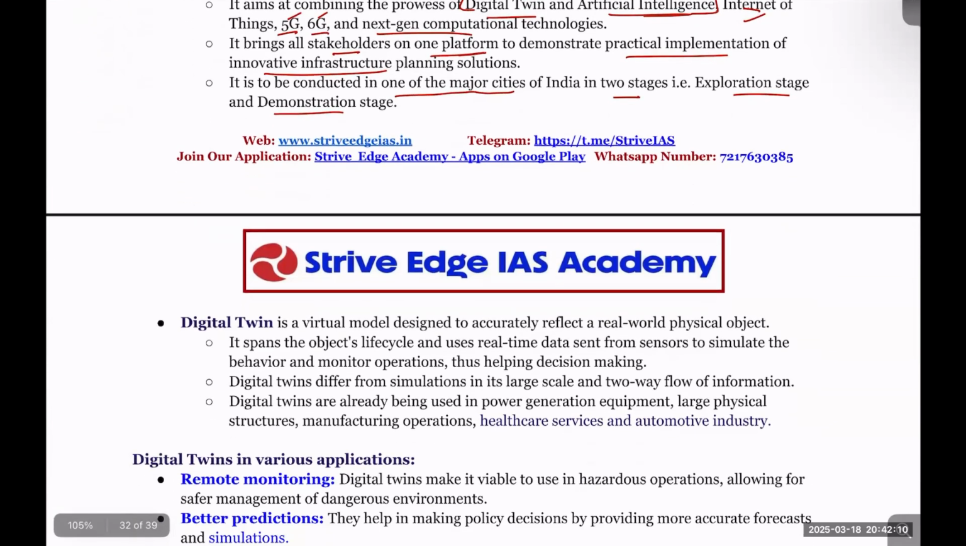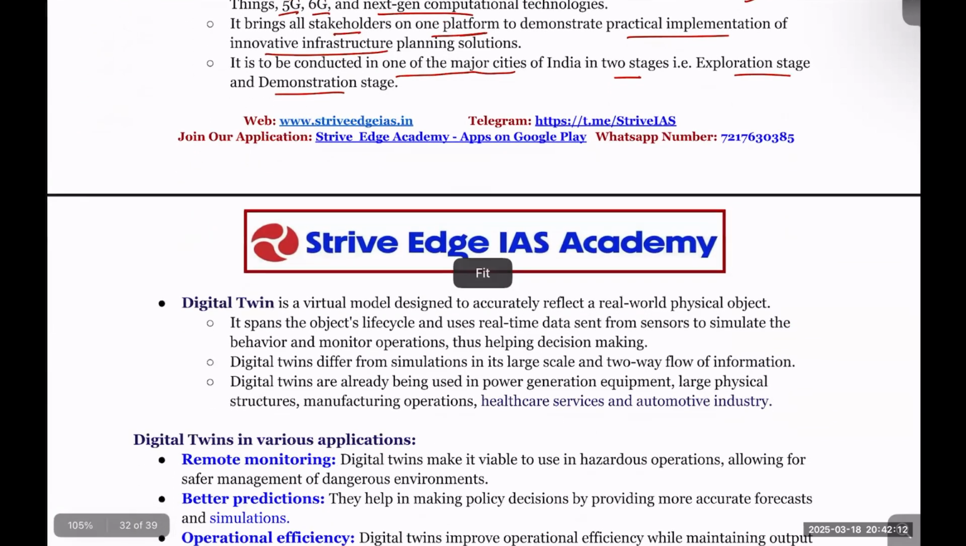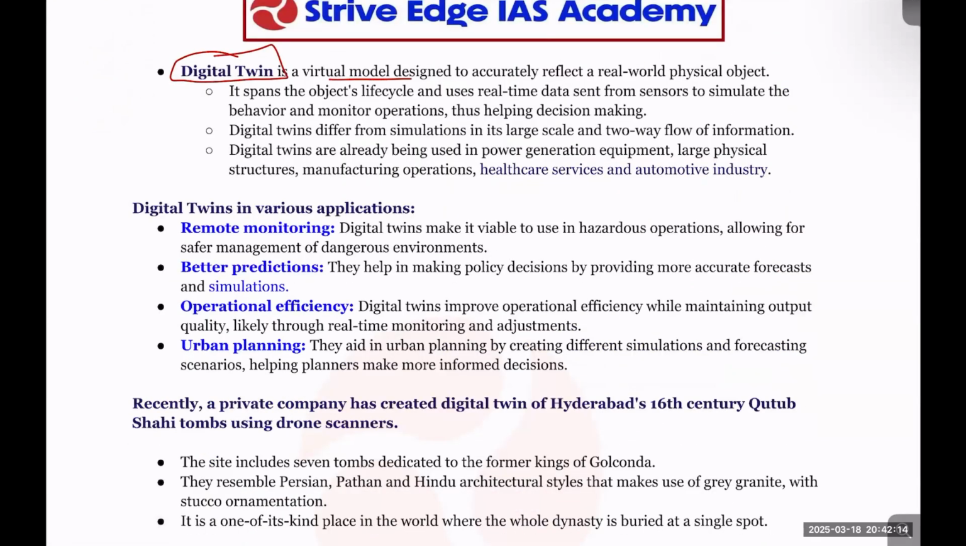Okay, what is this digital twin? A digital twin is a virtual model designed to accurately reflect a real world physical object. Okay, you should remember what this digital twin is. UPSC has already asked about Internet of Things and artificial intelligence in the science and technology domain. Now UPSC can ask what this digital twin is.